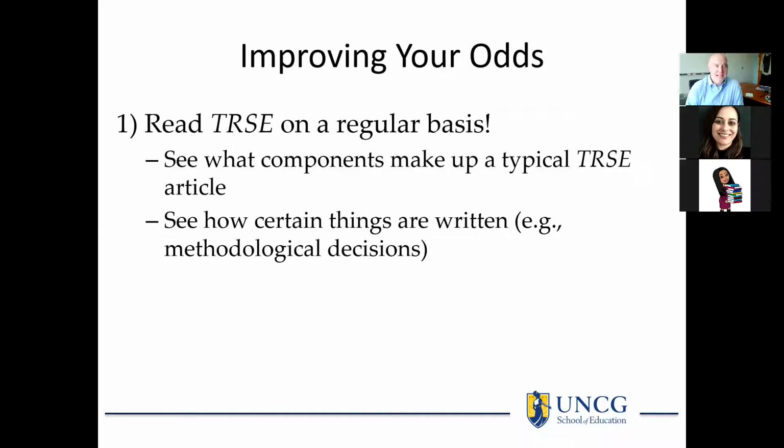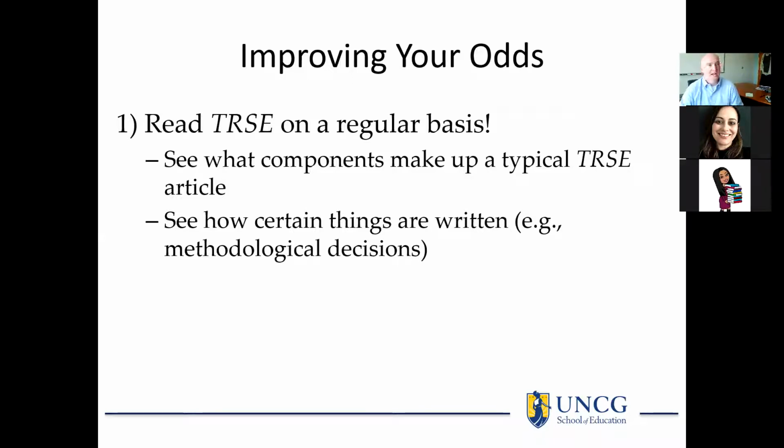Also, and again, I'm thinking of early career scholars who have just completed their dissertation. When you write chapter 3 of your dissertation, which is the one on the methods, you have to really flesh out your methods, right? You're doing a case study and you've got to talk about all this stuff with case study. But when you start reading TRSE and other journals, you'll see how certain things are written, that you don't have to get that detailed on certain aspects of methodology.